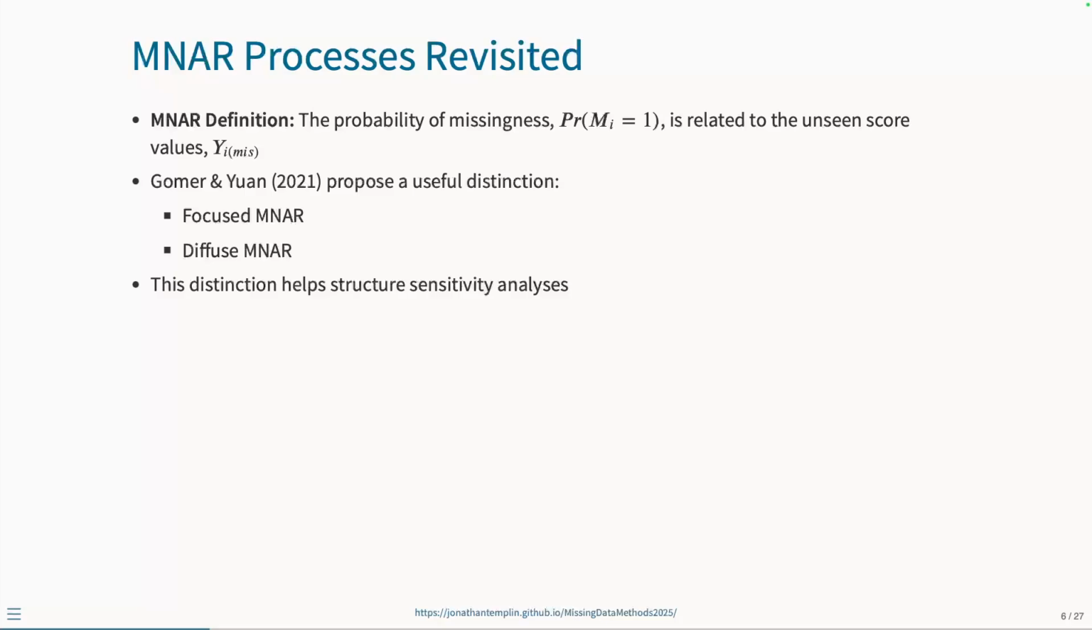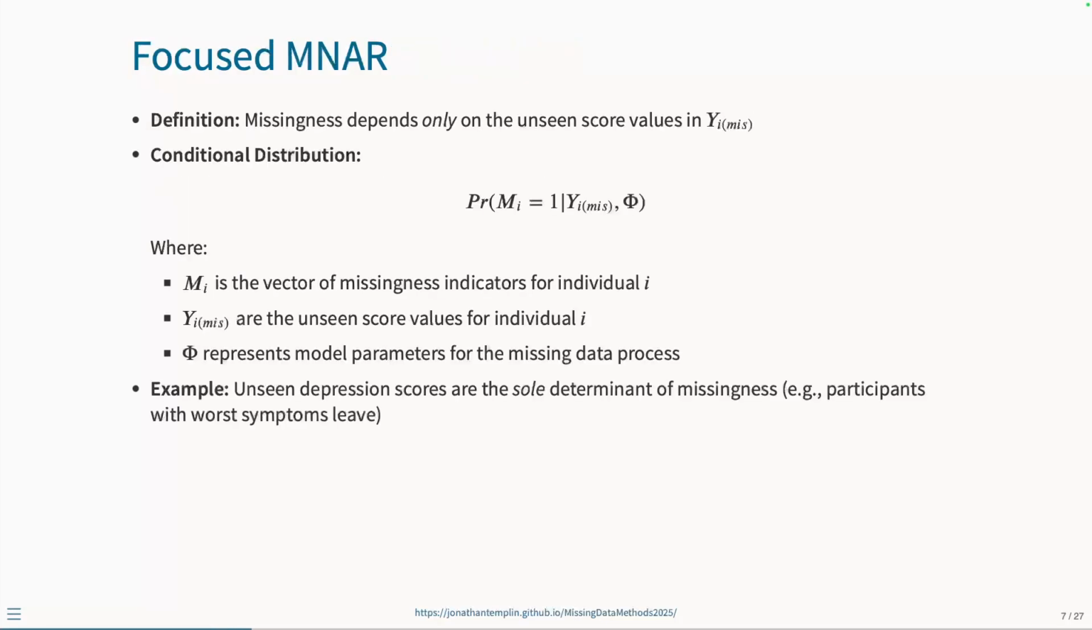Gomer and Yuan describe focused versus diffuse. This distinction I'll mention just a bit here because it helps in the sensitivity analysis. Focused missing not at random is where the missingness only depends on the unseen score values in Y itself. So here, the probability that a variable is missing is related to the unseen score values and any other model parameters in the missing data process.